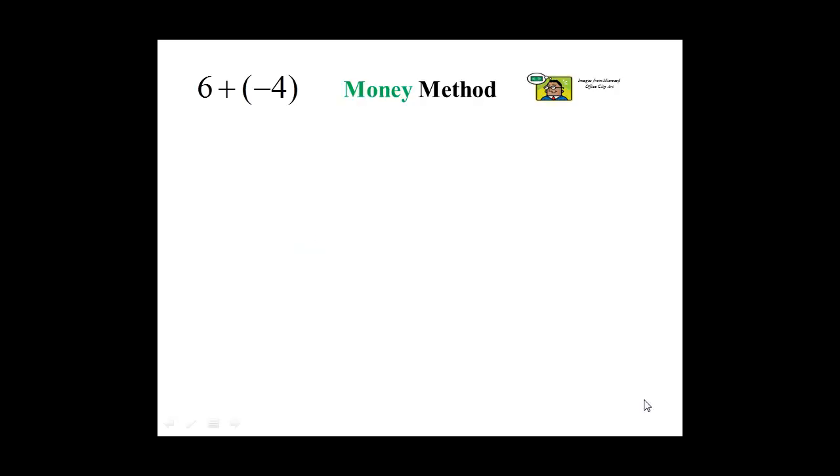We will add the numbers 6 plus negative 4 using the money method. The positive 6 indicates that you have $6 in your pocket. You're going to add a negative 4. The negative 4 means that you are going to take and give your Uncle Larry $4.